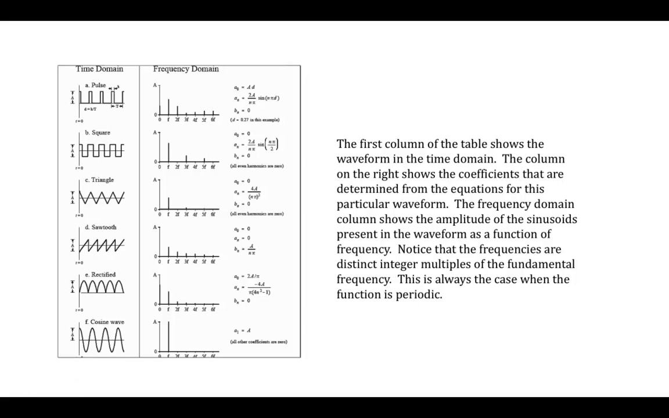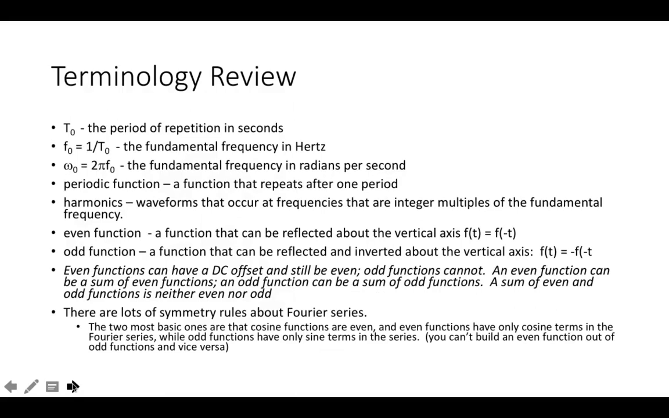So basically that's how the amplitude spectrum looks in the different waveforms here. And these are the equations that would give you the coefficients of the sines and cosines associated with each one of these types of waveforms. So before we go any further, because we have covered a lot of stuff, I wanted to provide this slide so that you have a review of the terminology that we've been using.